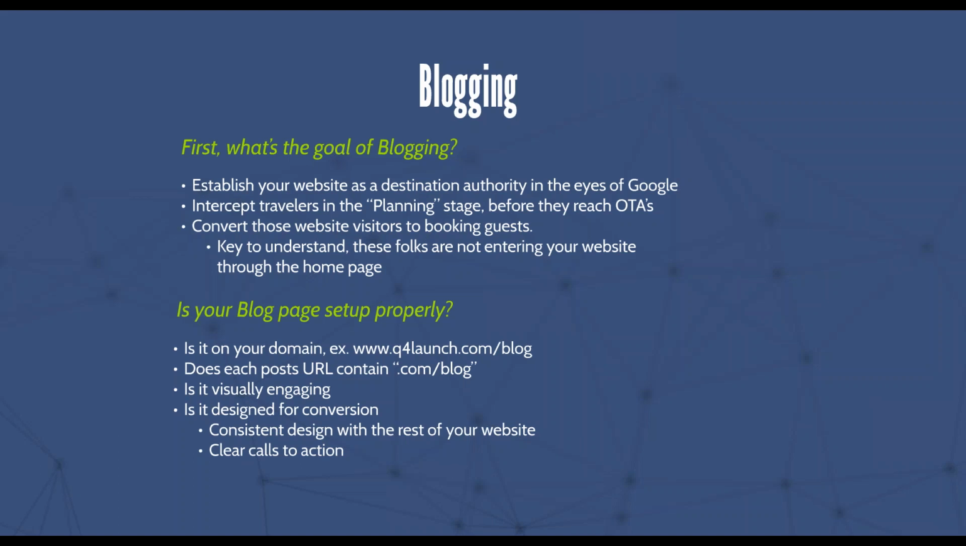So yourdomain.com/blog/blog-title is really what you're after. Each post should contain the URL .com/blog. And that's for tracking purposes, so you can get in Google Analytics and track those things on a regular basis. It needs to be visually engaging, not a massive block of text. Most blog posts that we look at are just massive blocks of text, when in reality, you need to make both your blog index as well as each individual blog post visually engaging.